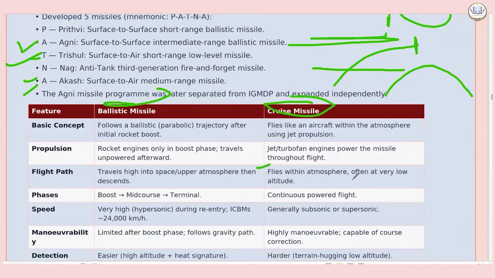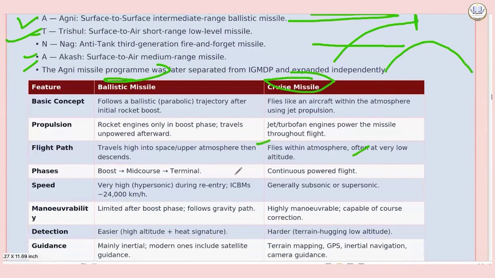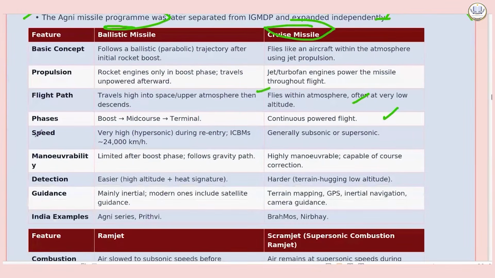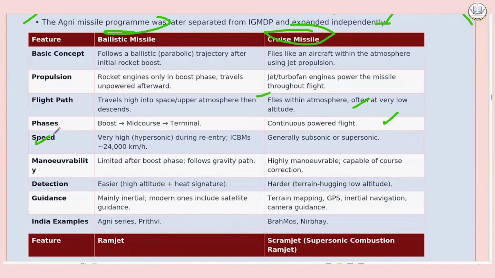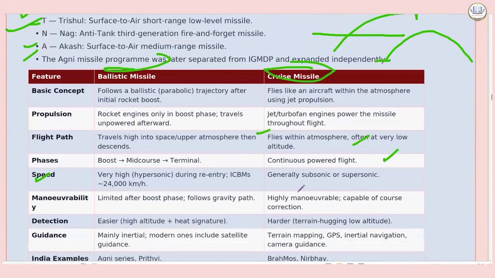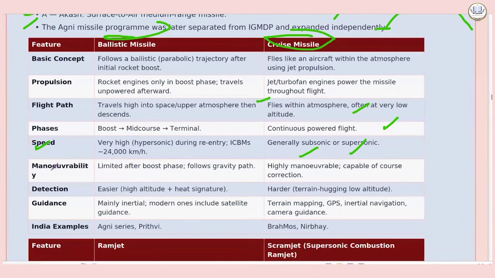Cruise flies within the atmosphere, often at a very low altitude. So the first phase is boost, mid-course, and then terminal course. And here the continuous powered flight is there. Speed is very high, hypersonic during re-entry. For intercontinental ones, it is 24,000 km per hour. If you see cruise, generally it is subsonic or supersonic.